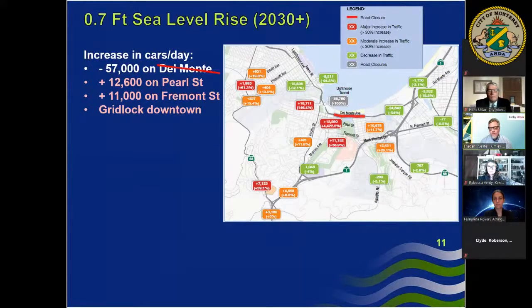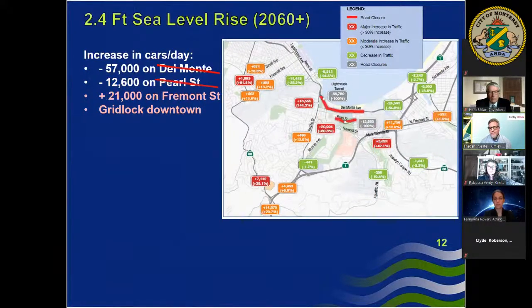You can see the red boxes are where we see more traffic diverting to, as people want to commute between Highway 1, downtown, Cannery Row and Pacific Grove. Next slide, please. So then with 2.4 feet of sea level rise, Pearl Street also floods. So we lose two streets. And then traffic onto Fremont Street is the addition there, about 21,000 vehicles. And then we see even more traffic going onto the other streets. As the traffic diverts to other streets, we see gridlock in downtown, and we're going to see every interchange having increases where people try to get off Highway 1 and go into town.